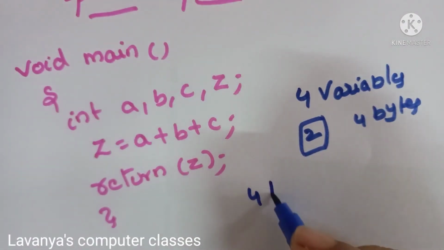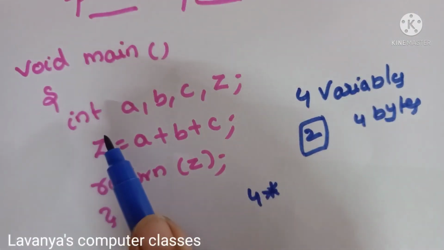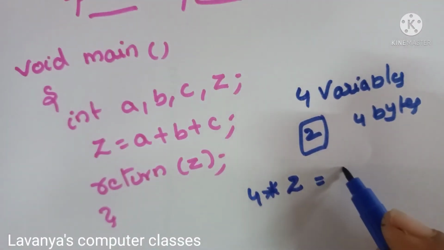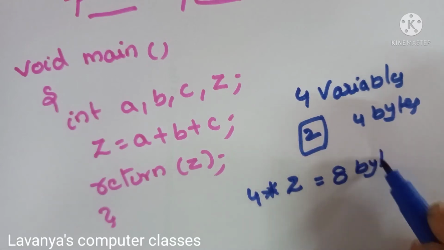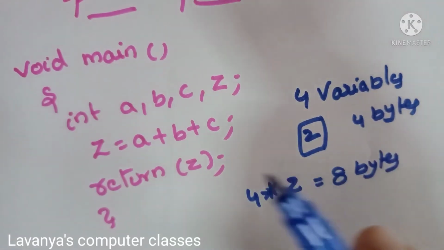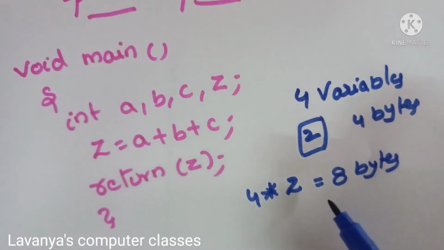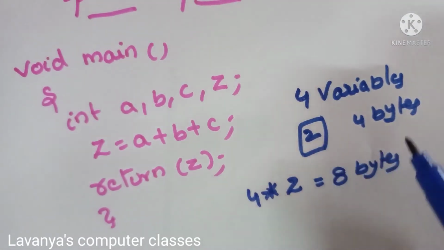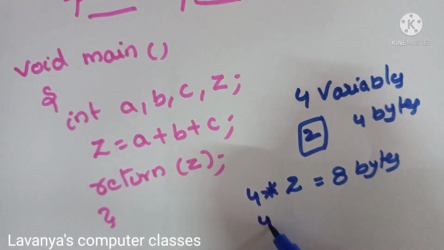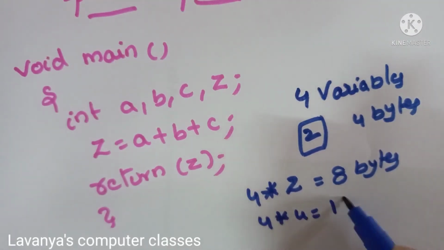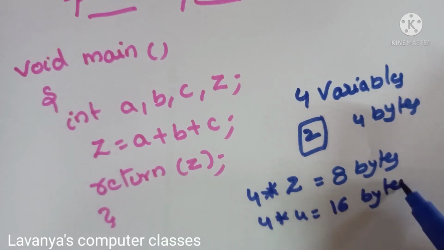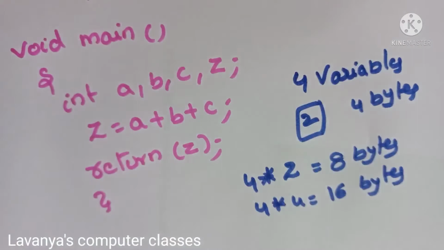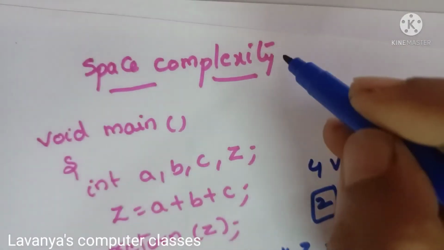So 4 variables are there, all integer variables, and 2 bytes of memory is required for each. So 4 into 2, 8 bytes of memory is required. 8 bytes of space we require for this example. If an integer occupies 4 bytes, how much memory do we require? 4 into 4, 16 bytes of space for storing these variables. So this is called space complexity: how much memory we need.